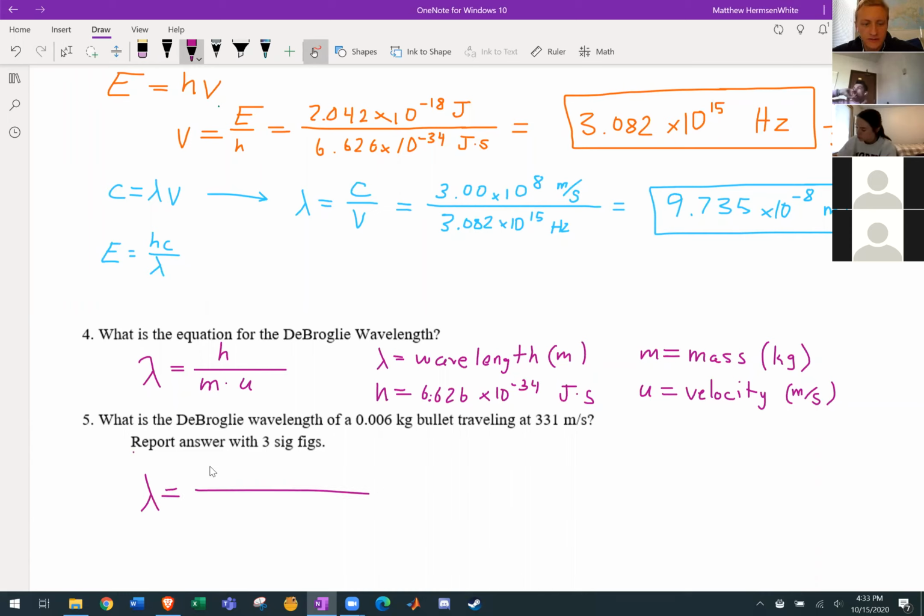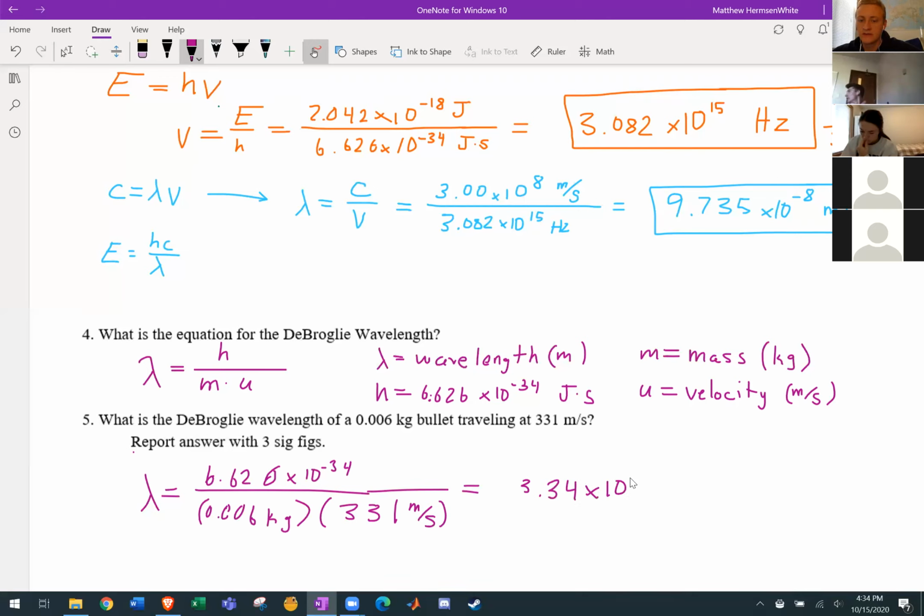So plug in h, 6.626 times 10 to the minus 34. The mass is 0.006 kilograms. And the velocity is 331 meters per second. And this comes out to something really small, 3.34 times 10 to the minus 34 meters. So really, really tiny.